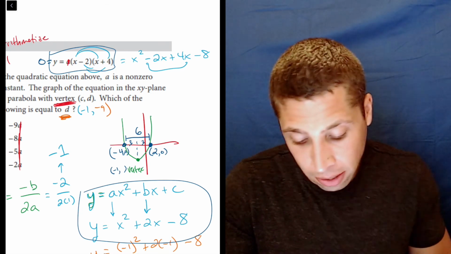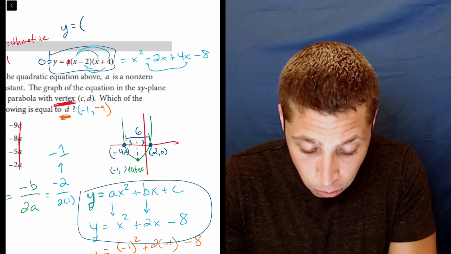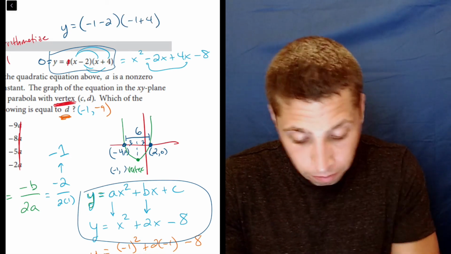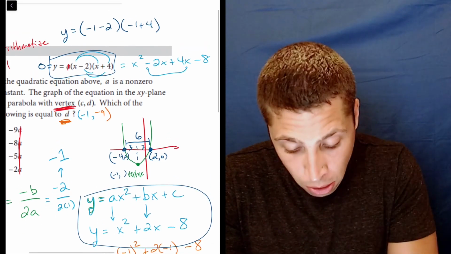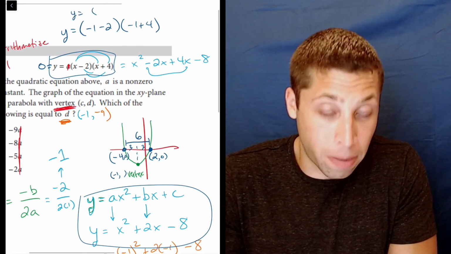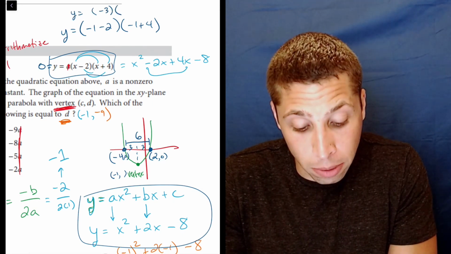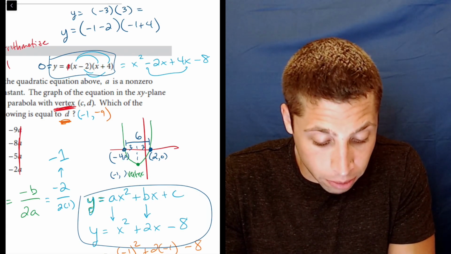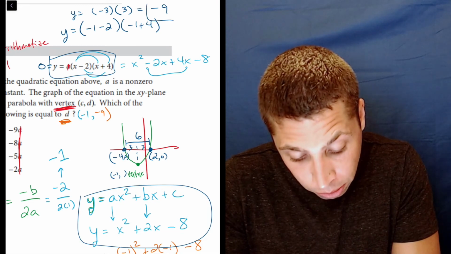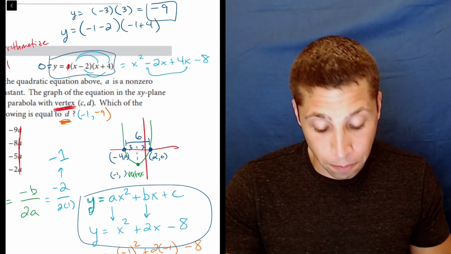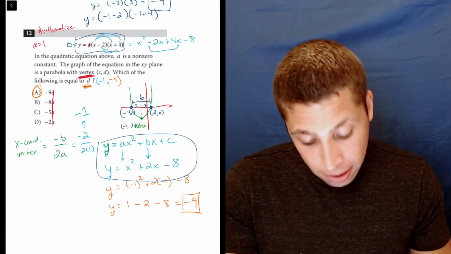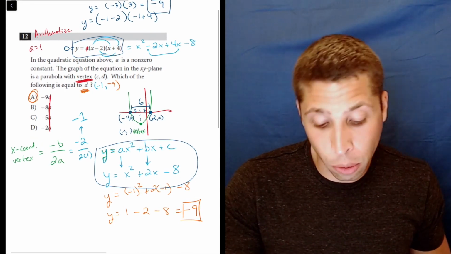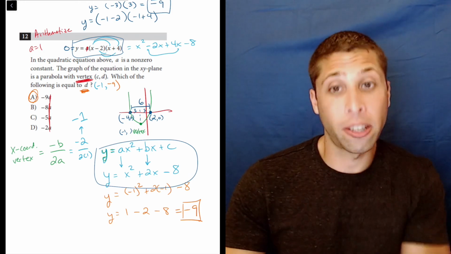And so in this case, we would have y is equal to negative 1 minus 2 times negative 1 plus 4. That's going to be y is equal to negative 1 minus 2 is negative 3. Negative 1 plus 4 is 3. 3 times negative 3 is negative 9. And there we go. Same result that we got before. It's a mess. This is just a messy algebra test. This whole section 3 is very difficult. So, if you're not good at algebra, the no calculator section is going to be hard for you.